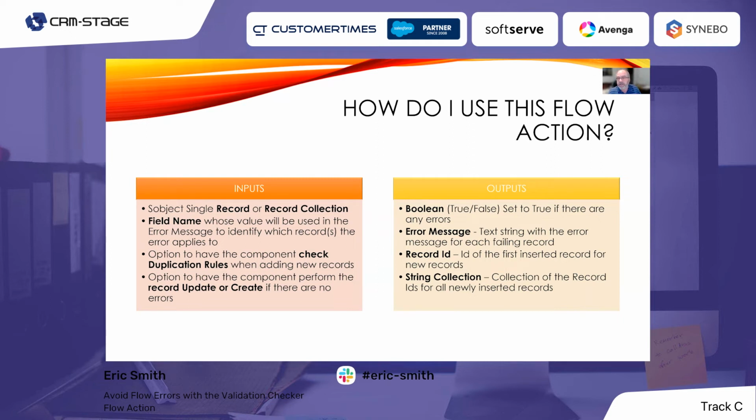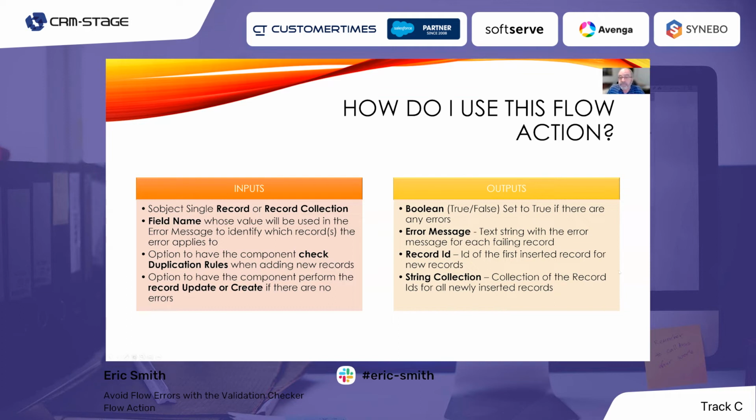And then I have a couple of options. One is whether or not we want to check for duplicates when we're creating records. And the other option, and this one's pretty interesting, is you can actually have this action do your record update or your record create for you if there are no errors. So you don't even need to put a record create or a record update node in your flow. You can actually use this action to say, hey, if there were no errors, do my create or do my update for me. And then you can continue on in your flow. So you can actually have everything done at that point. Or if you have errors, then you do something different in your flow.